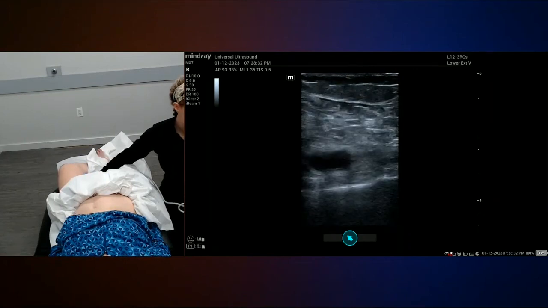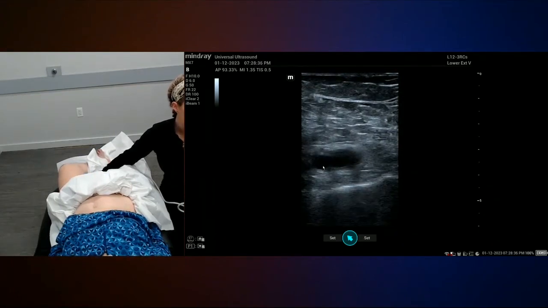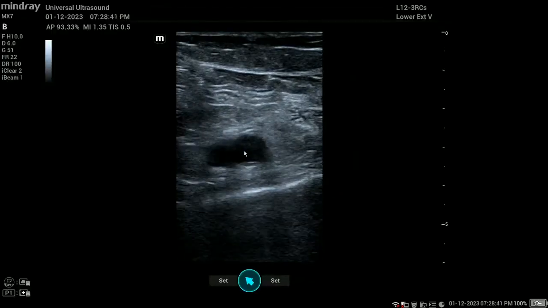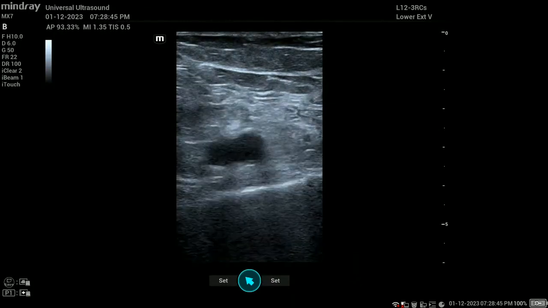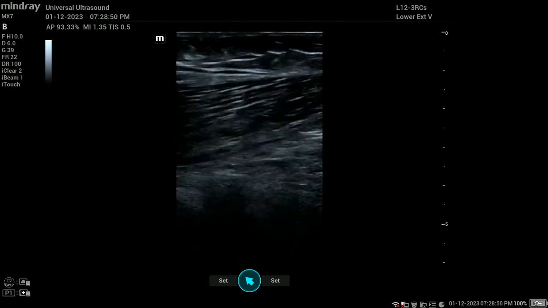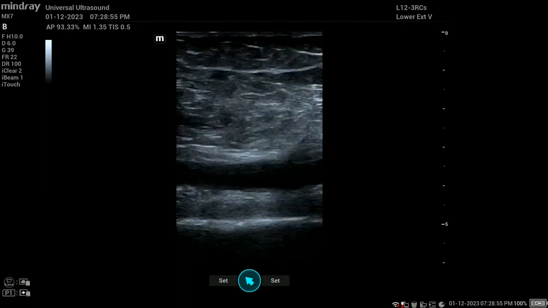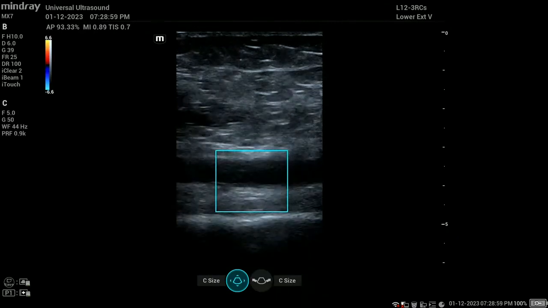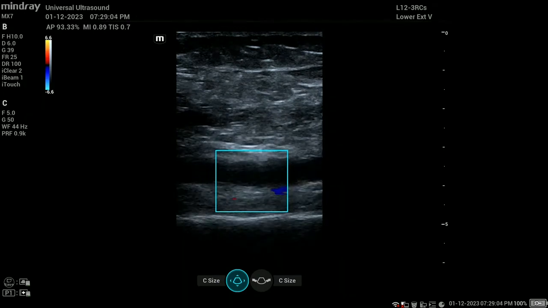So as I scan up towards her head, this is the above knee popliteal vein. I'm going to bring my cursor up here. Here's the artery, here's the vein. I have a non-compressible vein. You can see the lumen. Let me just zoom that in. Let me show you a longitudinal view. There we go. So you can see that the vein size is large. And there's no color here.